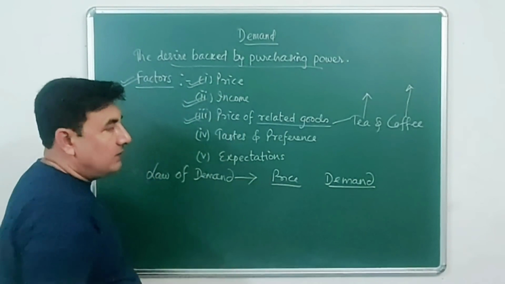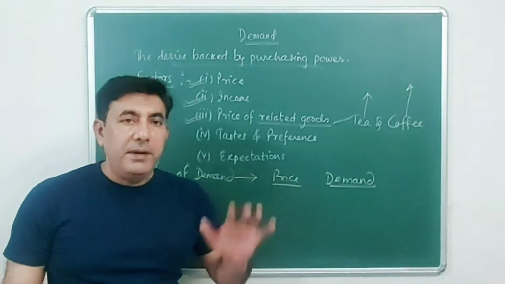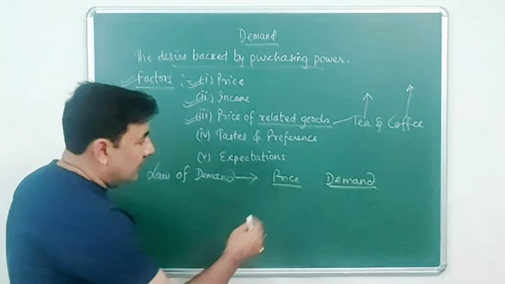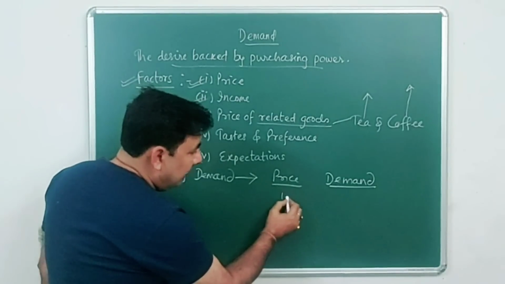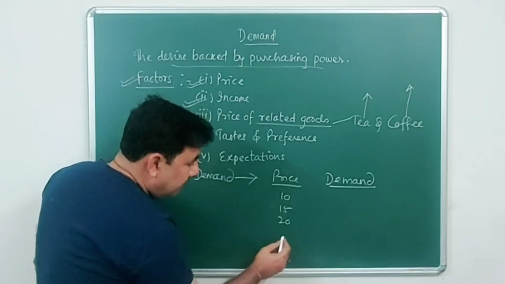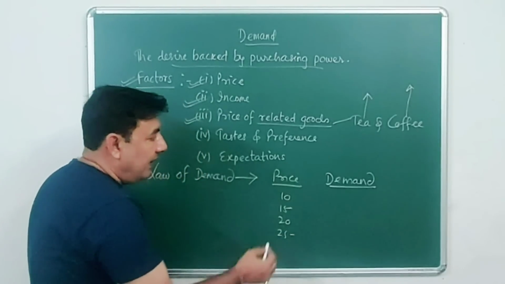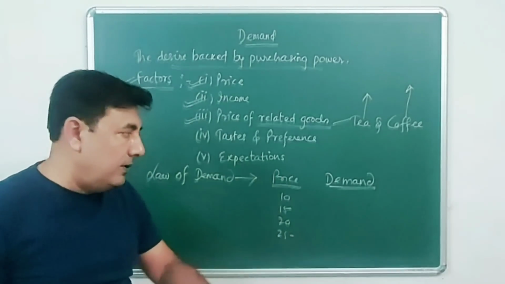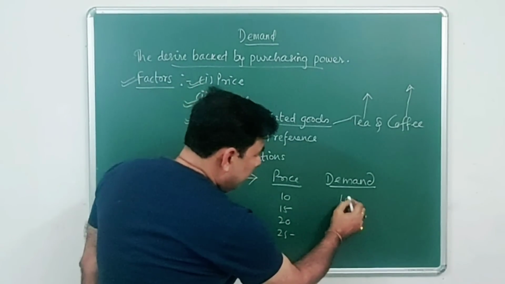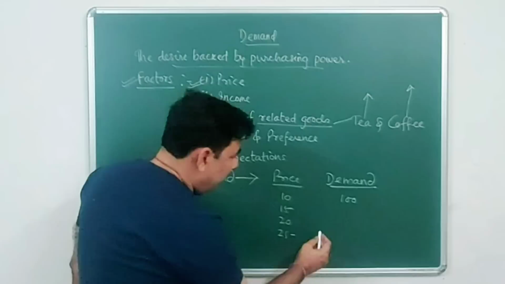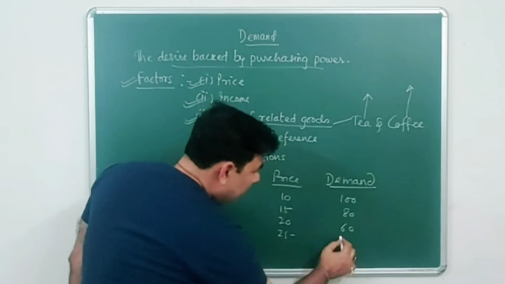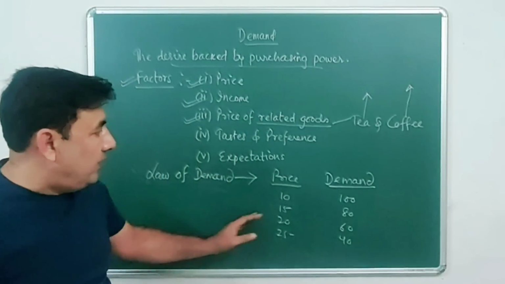So when the price of the commodity increases, the demand falls, and vice versa. It is very simple. Suppose, for example, let's take one commodity and say its price is 10 rupees, then it becomes 15, then 20, then 25. The demand is supposed to fall because the price is increasing. Suppose this one is 100 units, and it comes down to 80, then 60, then 40. Like that you can draw one schedule.